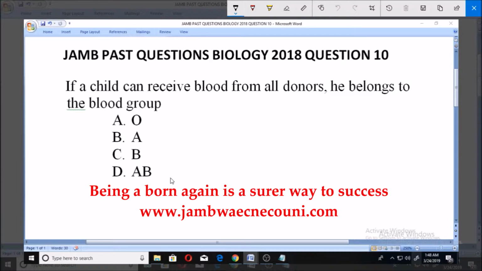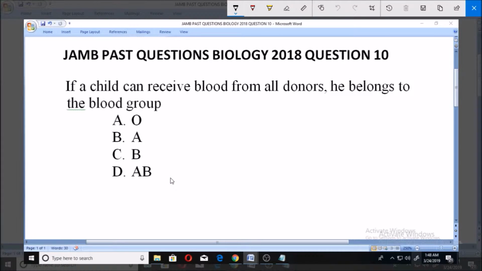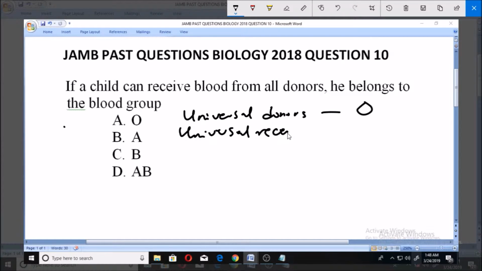Now, for us to be able to understand this and appreciate it very well, we need to understand what universal donors are. Universal donors are those people with the blood group that they can donate to everybody, and that is blood group O. Anybody with blood group O can actually donate to anybody. Then we also have what we call universal receivers. That is the people with blood group that can receive from anybody, and that is AB.